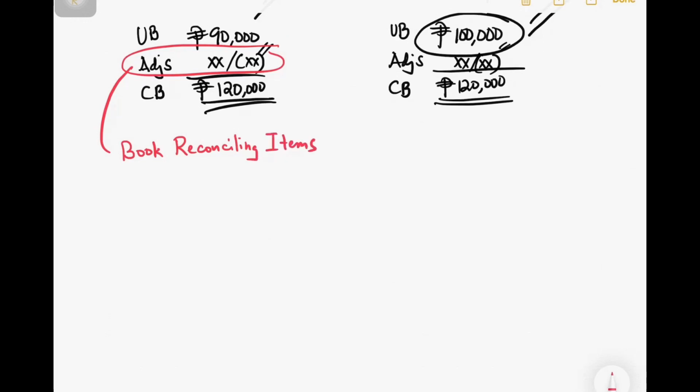And we have 3 for this one. We have the credit memo, we also have the debit memo, and then we have book errors.